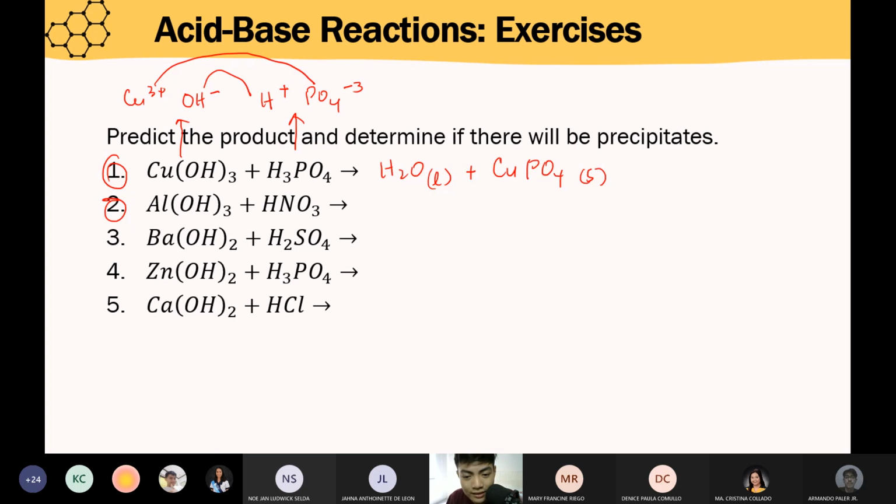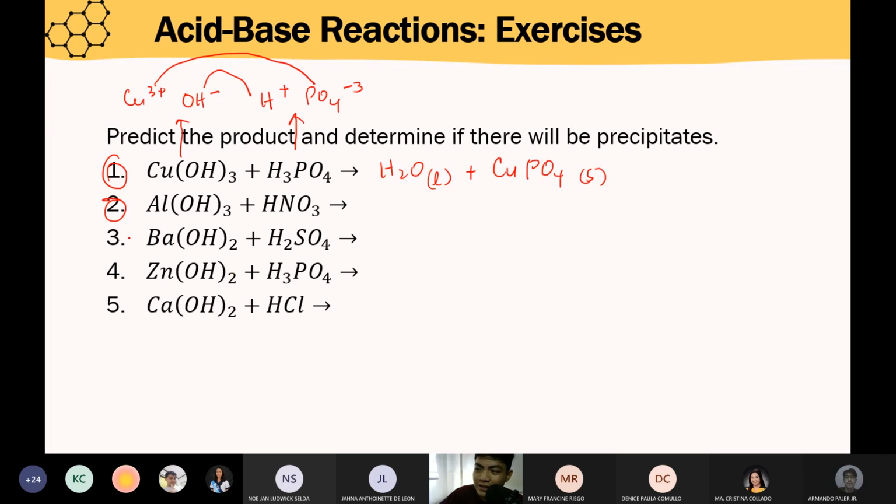Okay? So, again, let me just reiterate, no? Yung precipitate, hindi yan necessary, no, ma-form. Okay? It may form, it may not form. As long as you have water, you're fine. Okay? As long as you have your water in your product, that's okay. Okay? So, next one, I will answer this one.